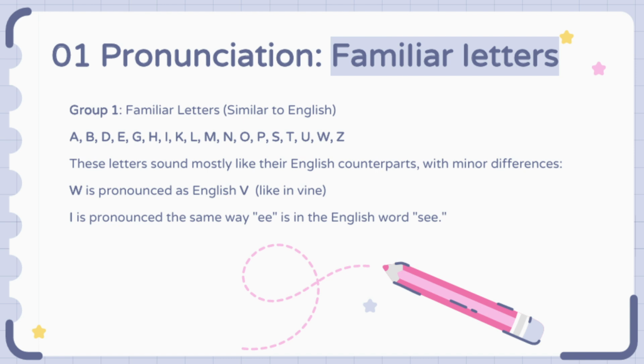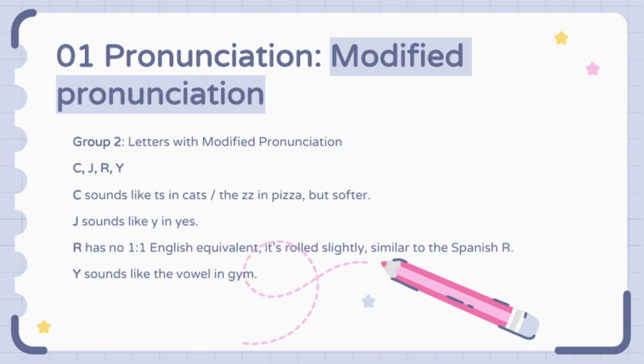First group, familiar letters. Basically, you pronounce them the same as you do in English. And I know that most of the time in English, you have this thing where a letter can sound a different way depending on its placement or many different factors. Here, it's way easier. We have slight differences. For example, W, or in Polish V, is pronounced as in English vine, and E is pronounced the same way as double E in the English word see.